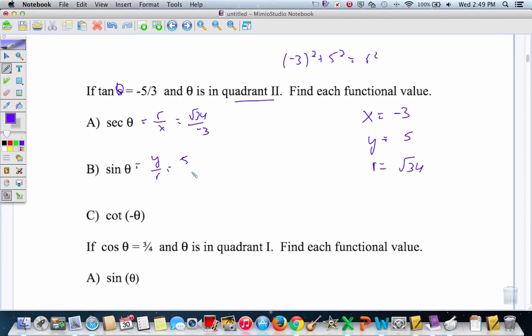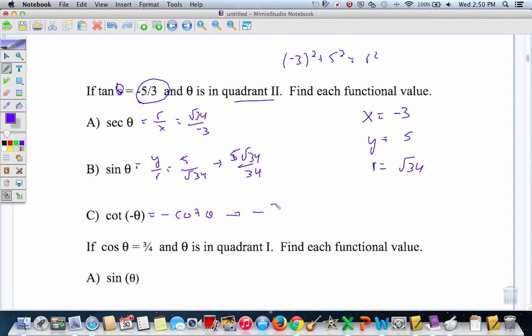Sine is y over r, which is 5 over the square root of 34. If we rationalize the denominator, we get 5 times the square root of 34 over 34. A little bit of work here. Cotangent of negative theta, we just said was the negative cotangent of theta. So I'll leave my negative sign.